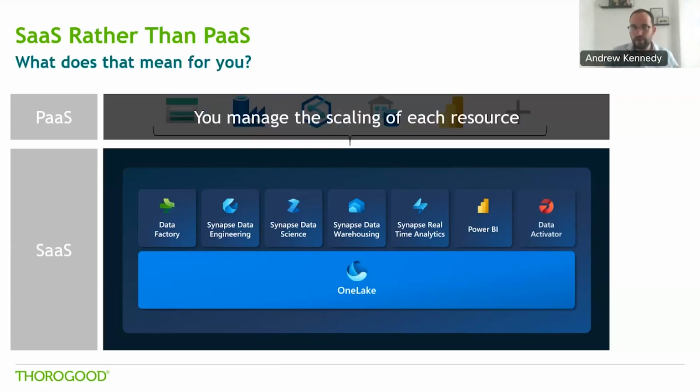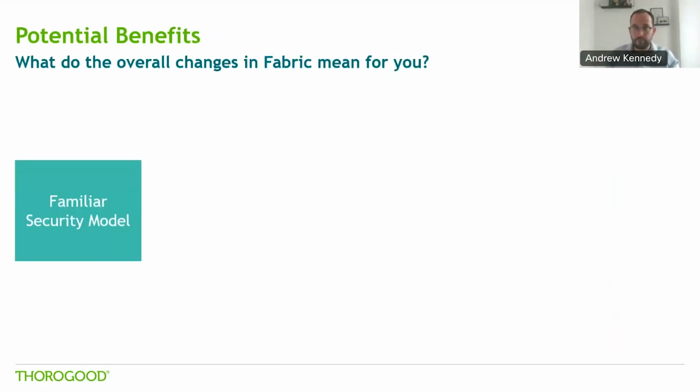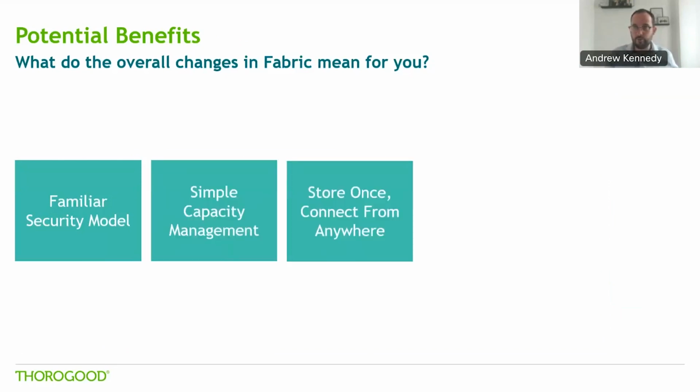Now, without getting too deep into what that means from a technical perspective, in the PaaS platforms with the individual pieces or with Synapse, you manage the scaling of each resource. Where in Fabric, you're setting one overall capacity, and Microsoft Fabric then shares that capacity between all the different resources automatically. And so overall changes, there's a few things else that come with combining them into one platform.